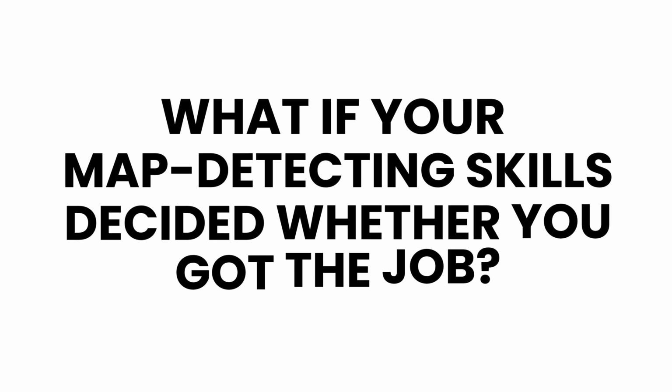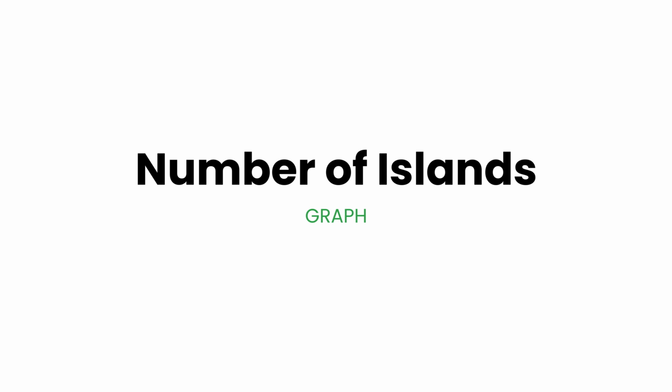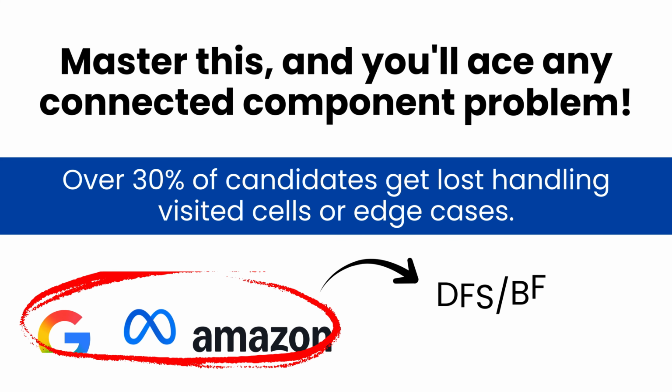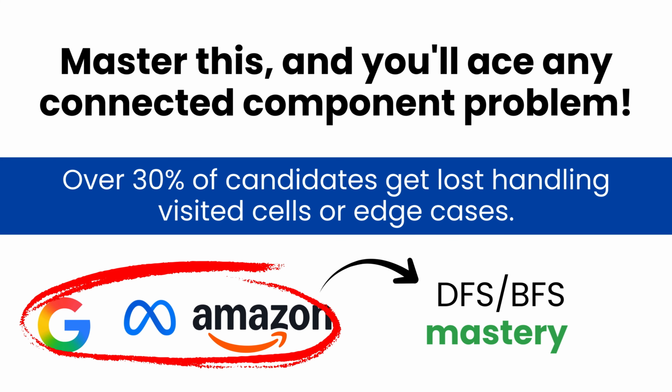What if your map detecting skills decided whether you got the job? Number of Islands is a Pattern Mastery 100 must-solve, and a recurring favorite at Google, Meta, and Amazon for grid DFS/BFS mastery. Over 30% of candidates get lost handling visited cells or edge cases. If you can handle this, you'll be ready for any connected component problem in an interview.